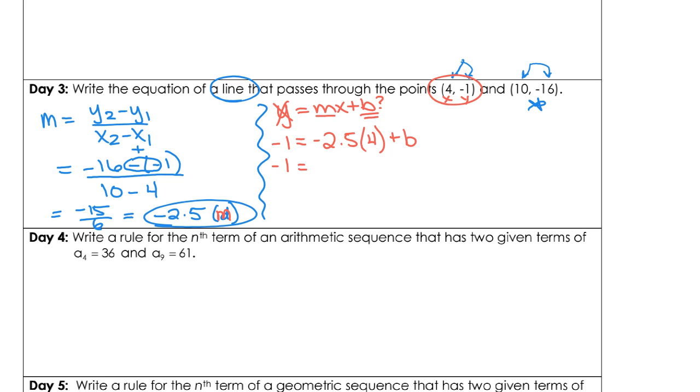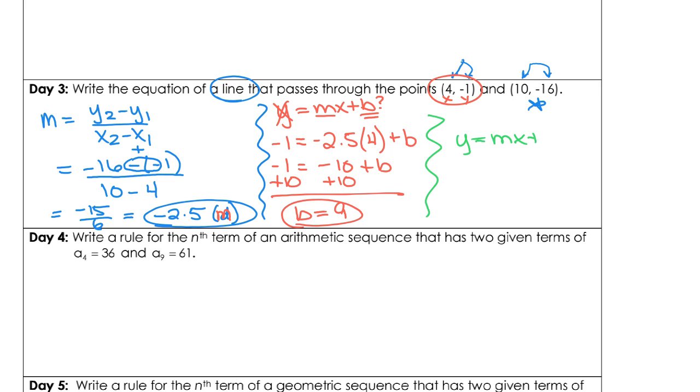Do a little multiplication here: -2.5 times 4 comes out to be -10. And to solve for b, we're going to have to add 10 to the other side. And we're going to get a b value, or a y-intercept, of 9. And now that we have the 2 parts to write our equation of our line, we go back to y equals mx plus b, and we replace the m and the b with what we found. So y equals -2.5x plus our y-intercept of 9. And there's the equation of our line that passes through those 2 points.